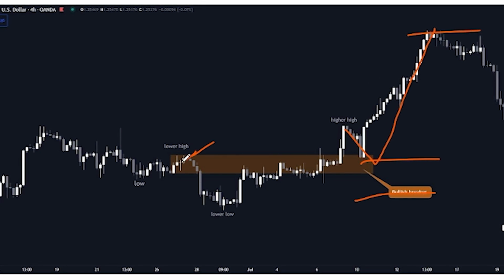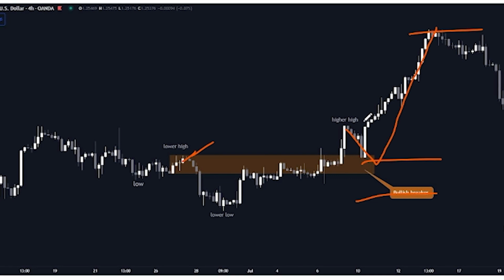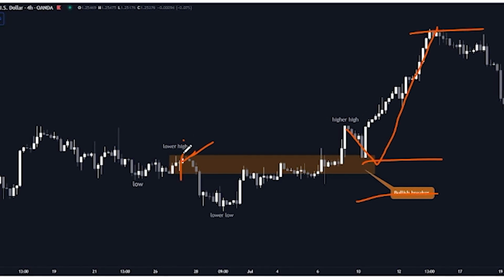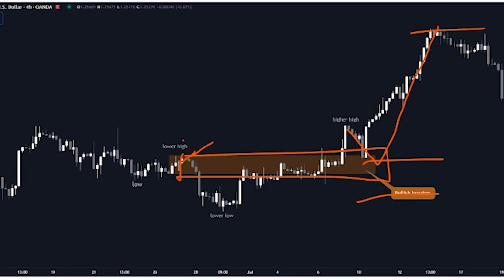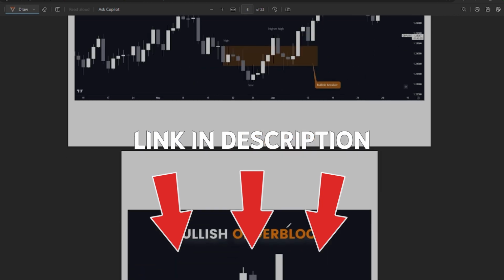So once price created a lower low, then a higher high, we knew that there was strength in the market. Then once it retested the breaker, we took our orders and placed a long. So I have also placed a second example for it, which you can view in your free time. The link to the PDF is in the description below.